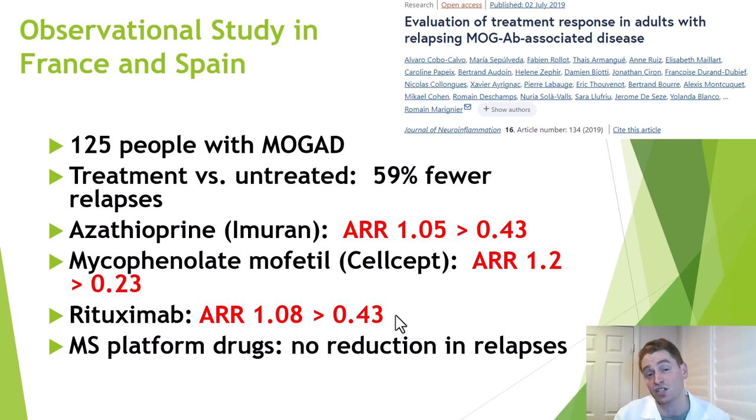Now keep in mind there's a regression to the mean effect, where people tend to have more attacks right before diagnosis and treatment, because that's what led to them getting diagnosed and treated in the first place. MS platform drugs were not effective, no statistically significant reduction in attacks. And these are, of course, people who were misdiagnosed with multiple sclerosis.